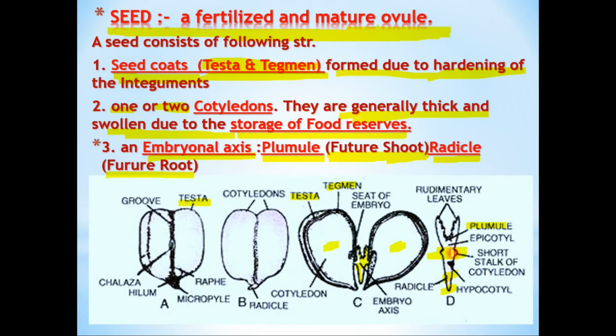So this area, let me use the pen here. You can see that this area is called epicotyl, and this is the point of attachment where the two cotyledons are attached to this embryo proper. So this area will be called hypocotyl, and no doubt this will be the radicle, and this will be the root cap. So this was the structure of a seed.